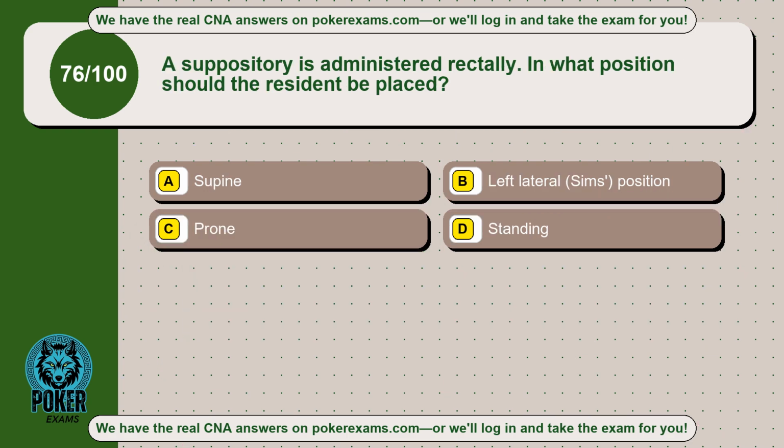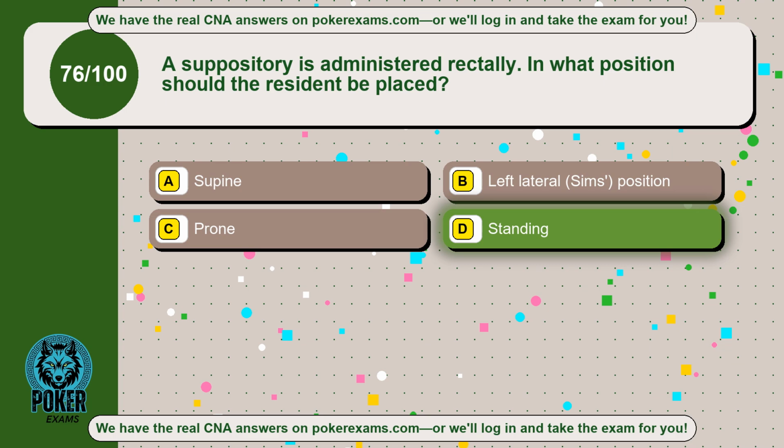Question 76. A suppository is administered rectally. In what position should the resident be placed? Option A, supine. Option B, left lateral, Sims, position. Option C, prone. Option D, standing.